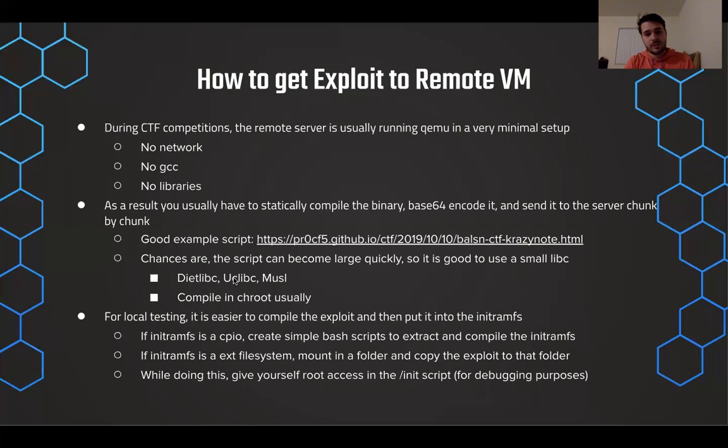If you have an ext file system, you can mount it in a folder and then put the exploit into that folder, and then it'll just be mounted and compared to whatever ext2 file system file you're using with QEMU. And while you're doing this, like I said, just give yourself root access in the init script. It'll make it a lot easier on you.